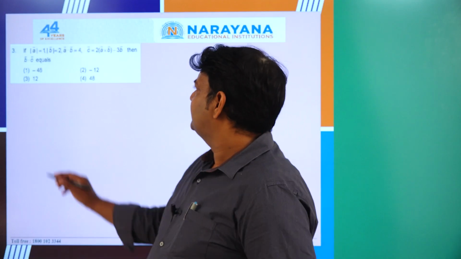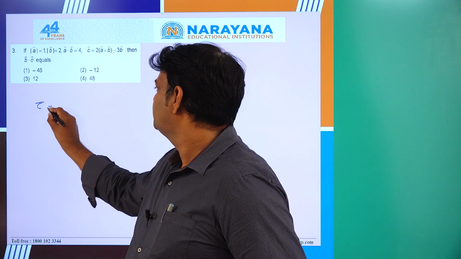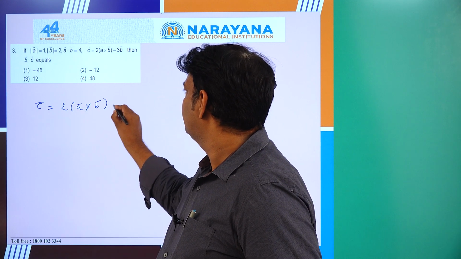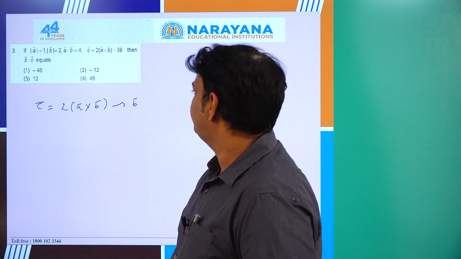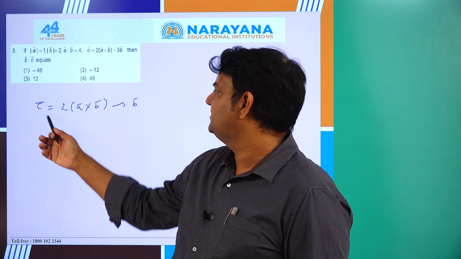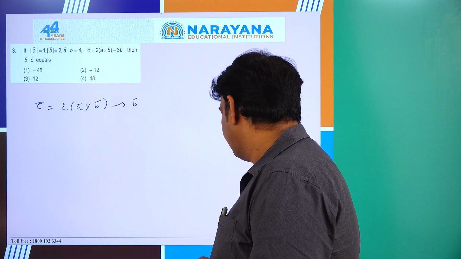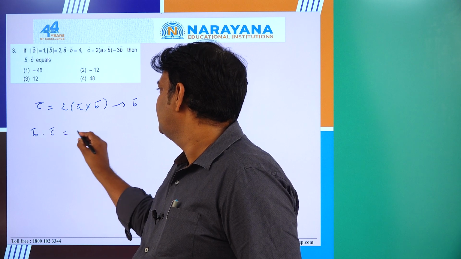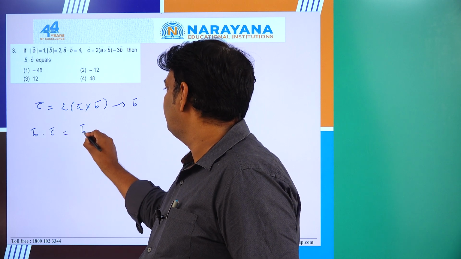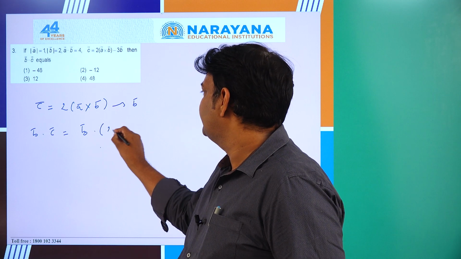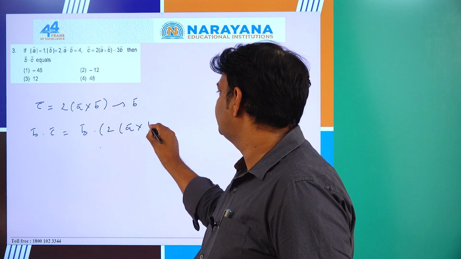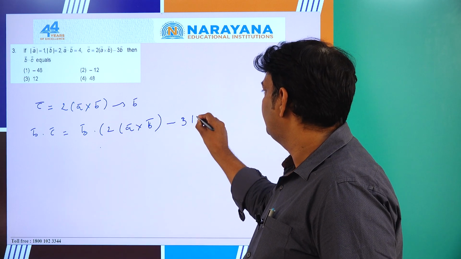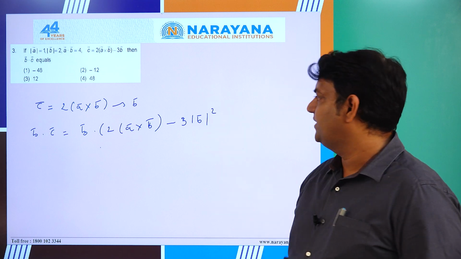It's a very simple question actually. C bar is what? Twice of A cross B minus 3B bar, and we need to calculate B dot C. Simple, just take the dot product with B. What will you get? B dot C is B dot of twice of A cross B minus 3 B dot B, mod B square.